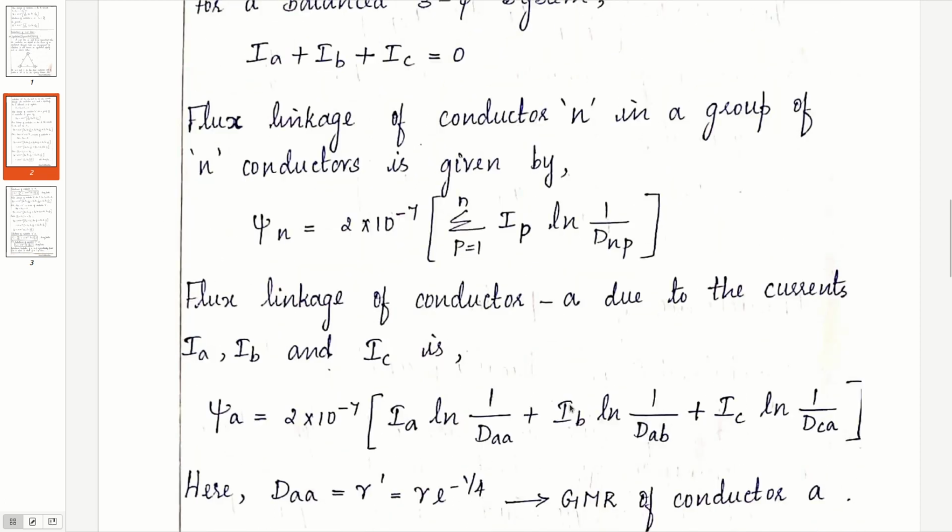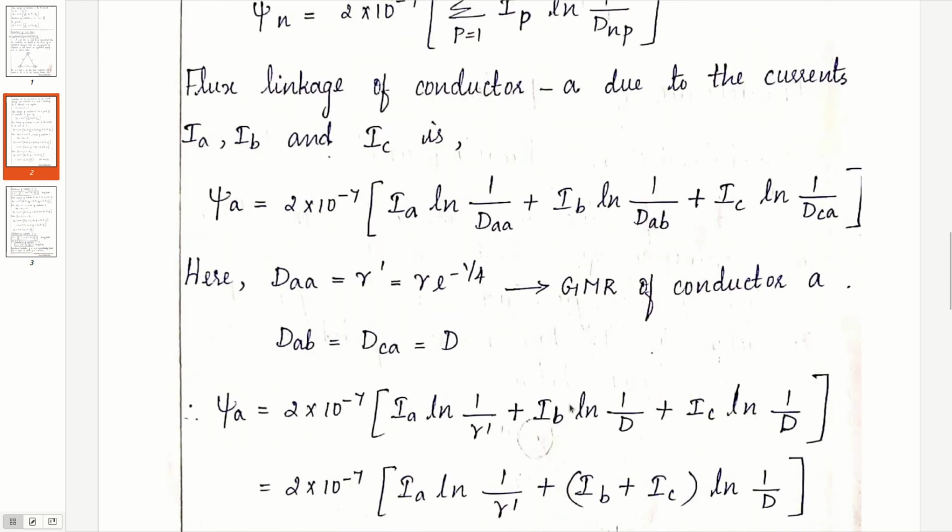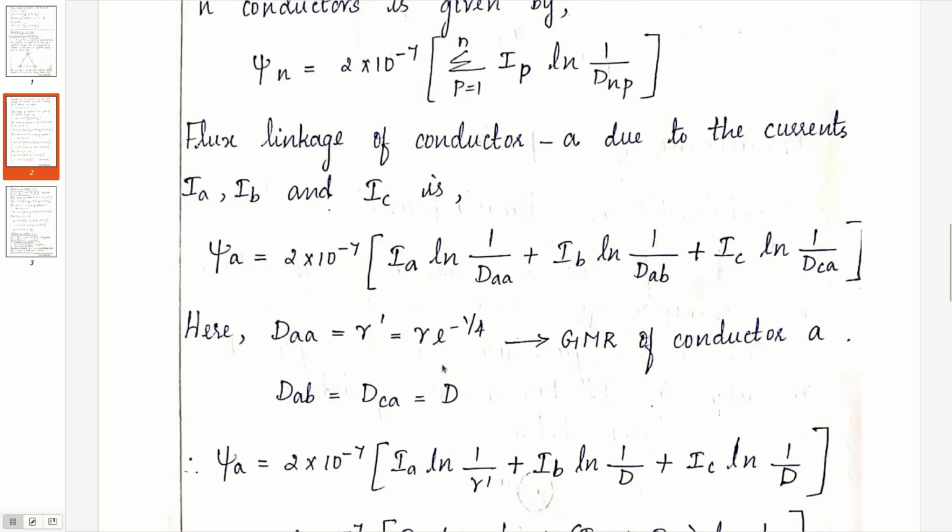First we will take the flux linkage of conductor A due to the currents IA, IB, IC. Instead of n, we write it as A, the first conductor. So psi A is equal to 2 into 10 to the power minus 7, with p equal to A, B, C. The first term is for p equal to A: IA ln 1 by DAA.